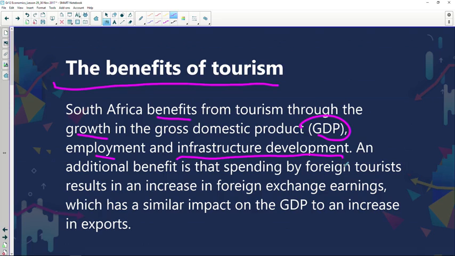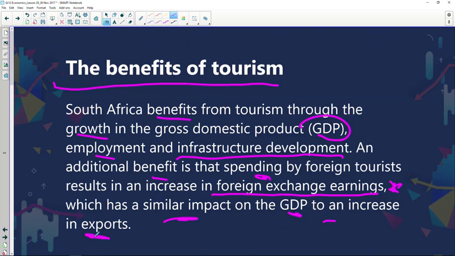So South Africa benefits from tourism through growth in the gross domestic product, which is our GDP, employment, and also infrastructure development actually happens. An additional benefit is that spending by foreign tourists results in an increase in the foreign exchange earnings. Okay, so that's quite a good one, which has a similar impact on the GDP to an increase in exports.